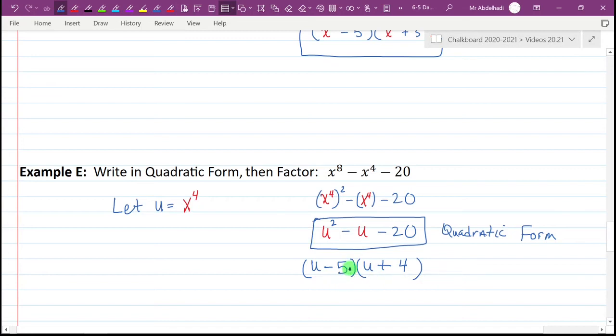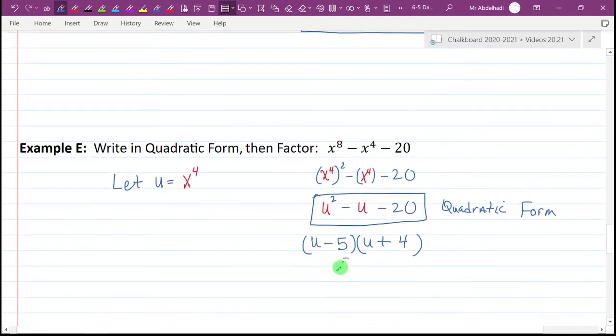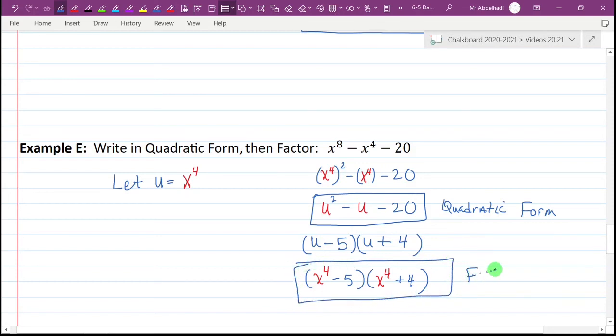The factoring is done, but we cannot leave the u's here, so I'm going to put back the x squareds, sorry, x to the 4ths this time. So we get x to the 4th minus 5 and x to the 4th plus 4. Now, neither of these is factorable, so we're fully factored now.